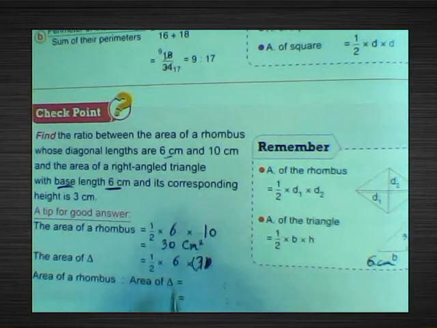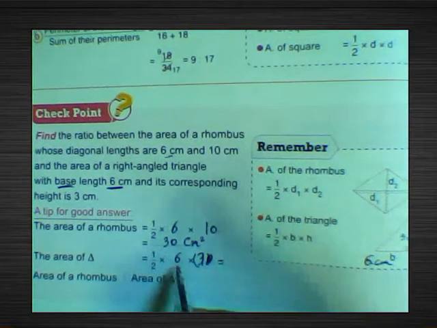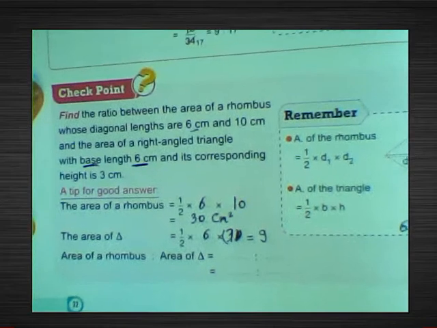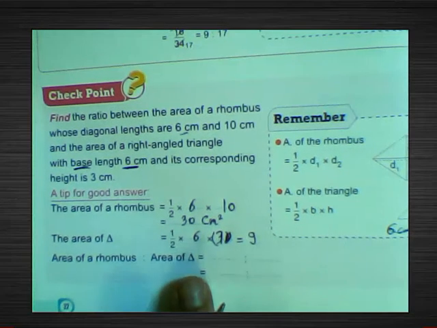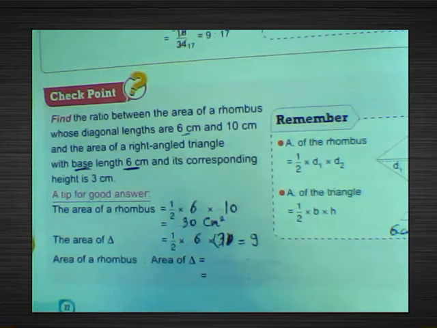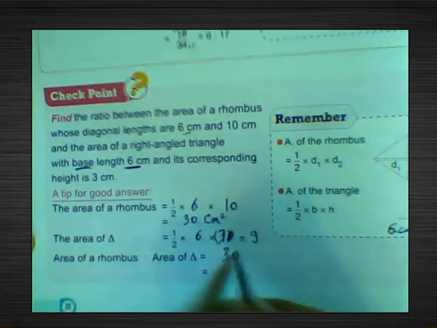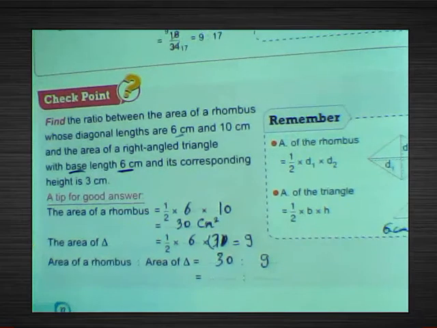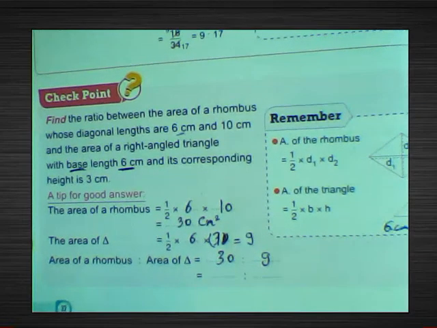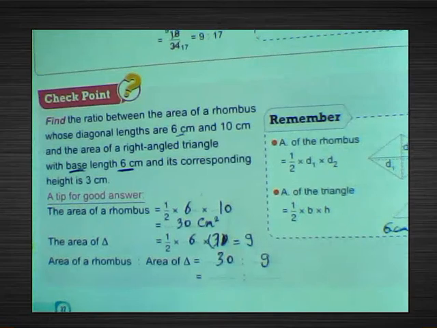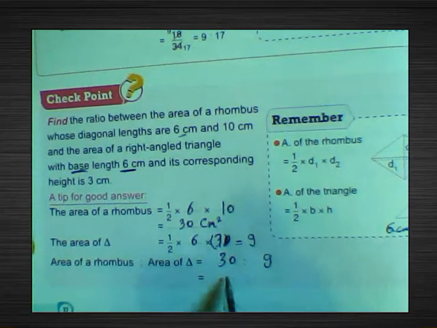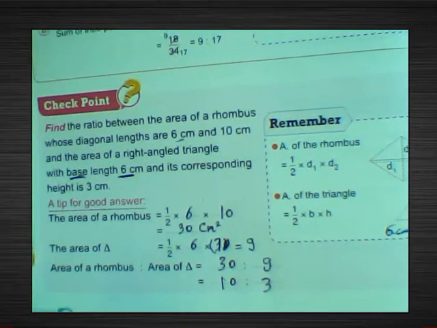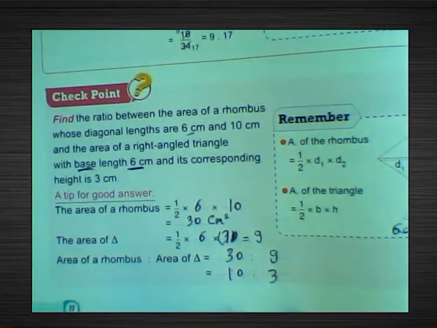Half times 6 equals 3. 3 times 3 equals 9. So the ratio between the area of the rhombus and the area of the triangle, we will write 30 to 9. Who can solve it? We can divide it by 3 because 3 is the highest common factor between 30 and 9. 30 divided by 3 equals 10. 9 divided by 3 equals 3. So the result will be 10 to 3. It's okay.